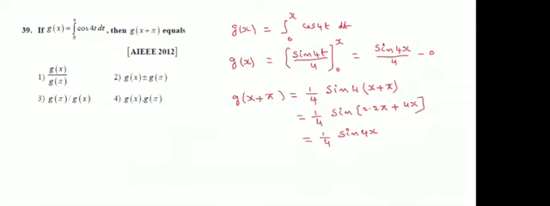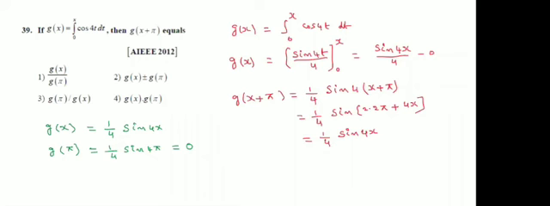Now see the options. In the options, g of pi is also there. So g of x, we know, is 1 by 4 into sine 4x. Students, what is g of pi? Tell me. 1 by 4 sine 4 pi. 4 pi means 2 into 2 pi. 2 pi means 360. Sine 360 or sine 0 is 0. So this value should be 0.